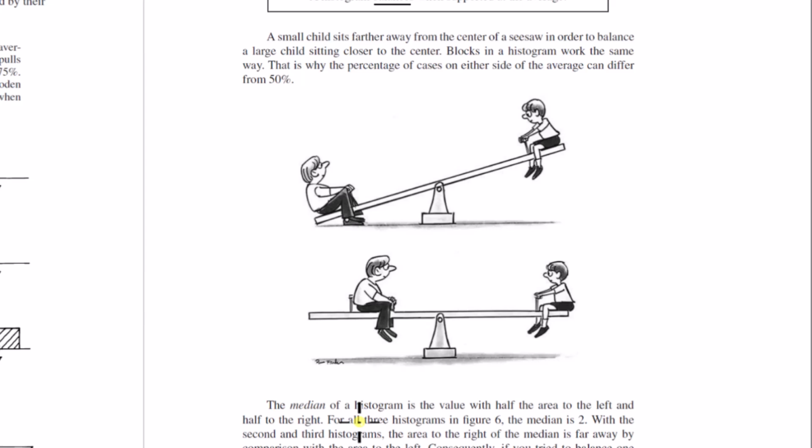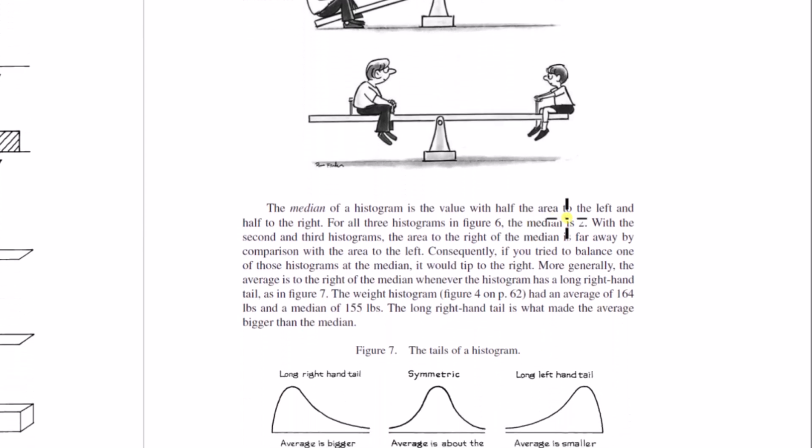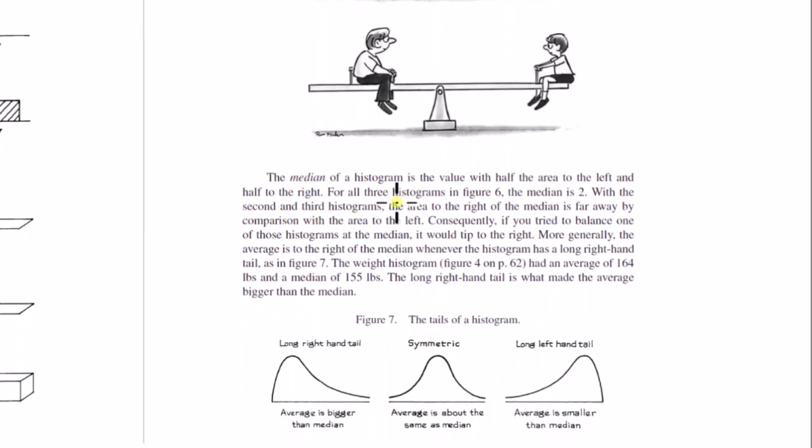So the median of a histogram is the value with half the area to the left and half to the right. For all three histograms in figure 6, the median is 2. With the second and third histograms, the area to the right of the median is far away by comparison with the area to the left. Consequently, if you tried to balance one of those histograms at the median, it would tip to the right.